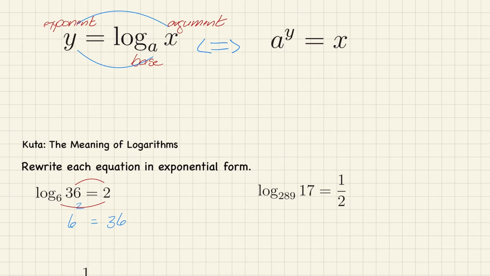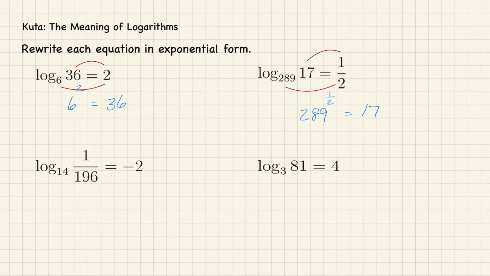Okay. Now let's work with our second example. Okay. So we have 289 raised to the 1/2 power is supposed to give us 17. Okay, so this is the logarithmic form. We want to rewrite it in exponential form. So 289 raised to the 1/2 power is equal to 17. Okay.